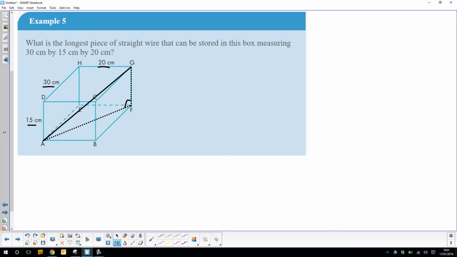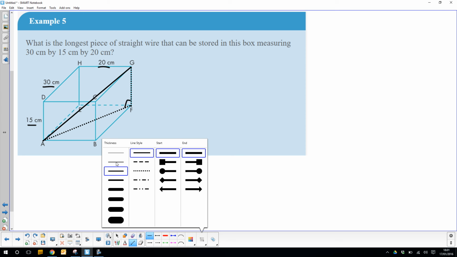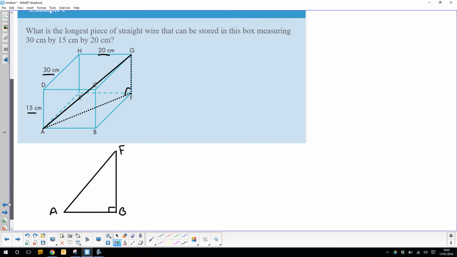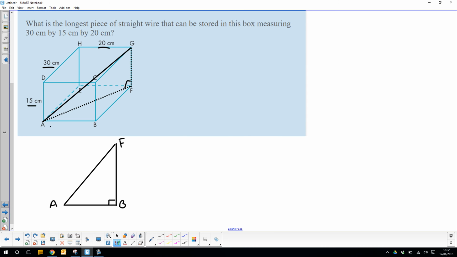I'm going to draw each of these triangles that we need to use. The first one goes from A across to B, B up to F, and then back across, and we're finding the hypotenuse here. So we've got A, B, F. What information do we have? Firstly, A to B and B to F. We know both of those distances. A to B is 20 centimetres because it's the same as this length here from H across to G. And B to F is that longer length, which in our cuboid is 30 centimetres.